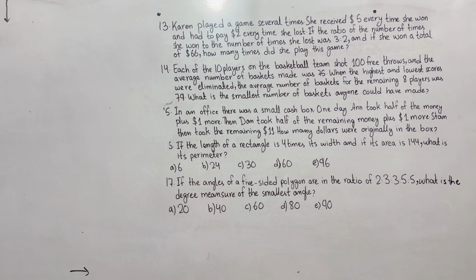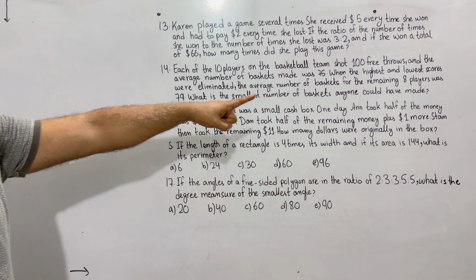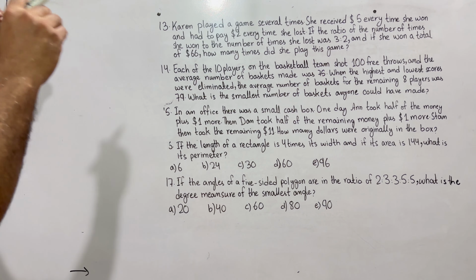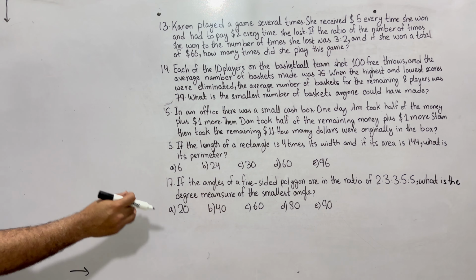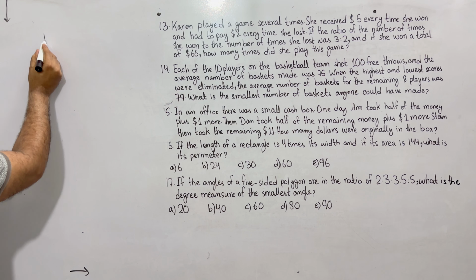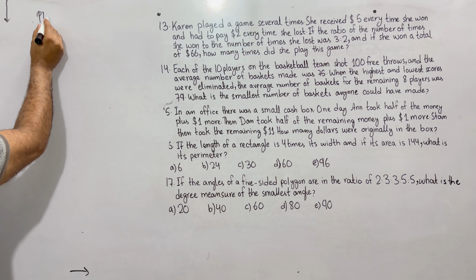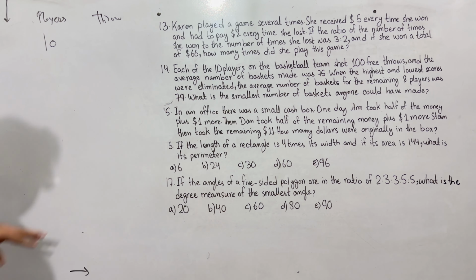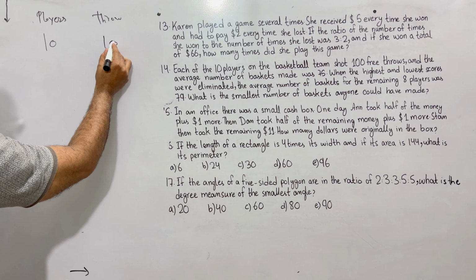Each of the 10 players on the basketball team shot 100 free throws. 10 players in total, and every player has to shoot 100 free throws. In total there are 1000 throws. And the average number of baskets was 75. So the total score is going to be the number of players, 10, times 100 free throws for each.